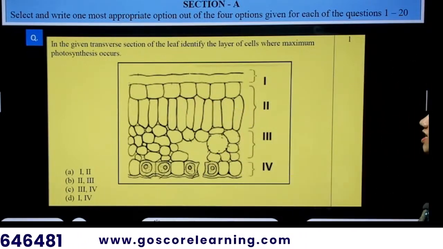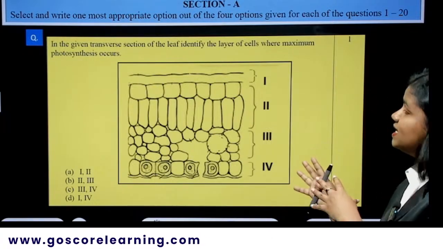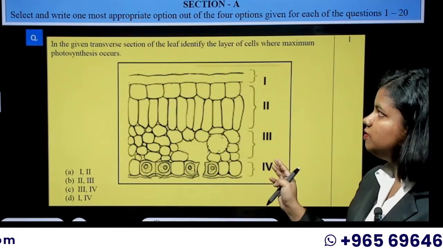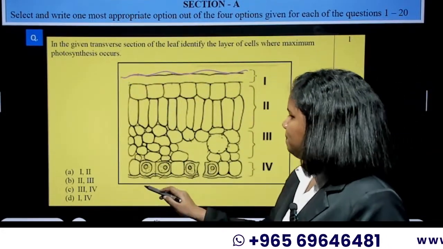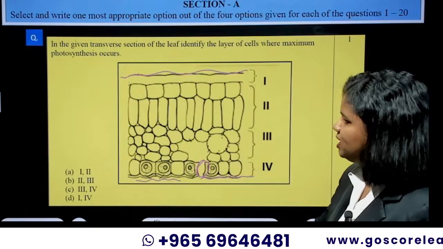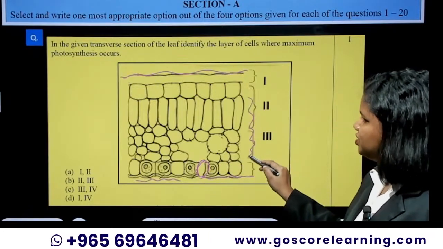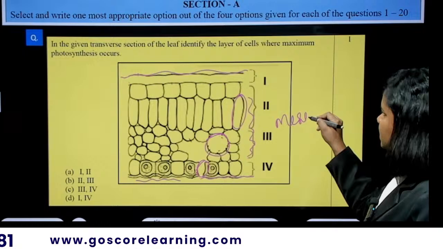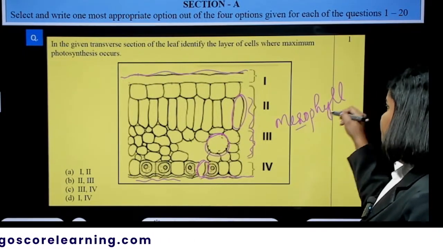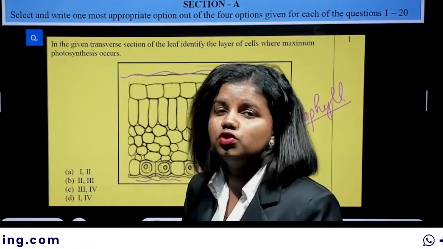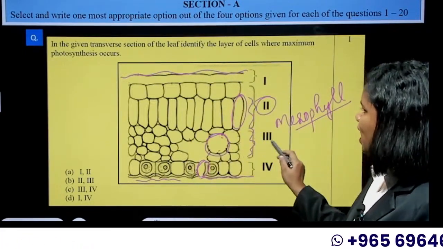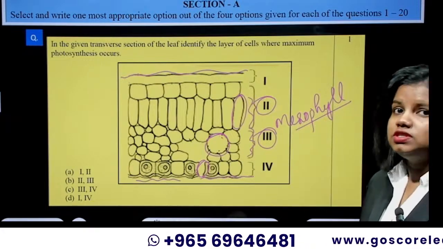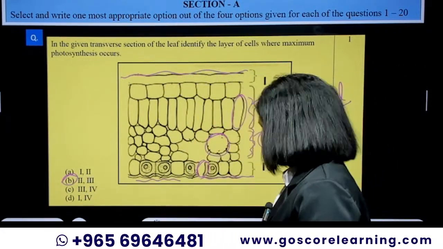In the given transverse section of the leaf, identify the layer of cells where maximum photosynthesis occurs. So this is a leaf where maximum photosynthesis can occur. This is the upper epidermis, this is the lower epidermis, you can see the stomatal opening and all, and this in-between region, which is the palisade tissue and spongy tissue, is the mesophyll, right? This is the mesophyll region. It's exactly where a high content of chlorophyll would be present. So inside these 2 and 3 portions of cells, we can see a lot of chloroplasts where the maximum photosynthesis would be taking place. So 2 and 3, option B will be the answer.